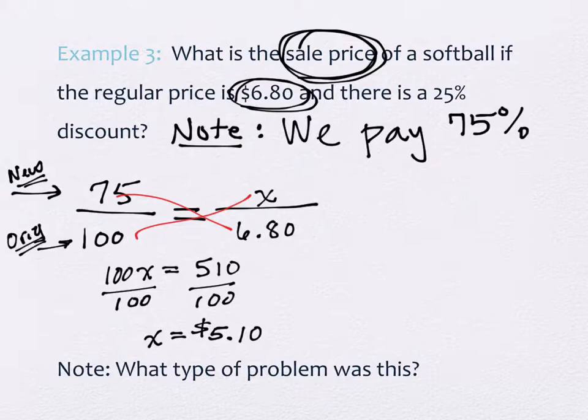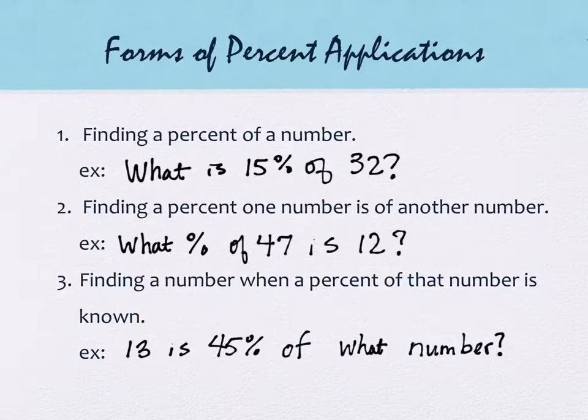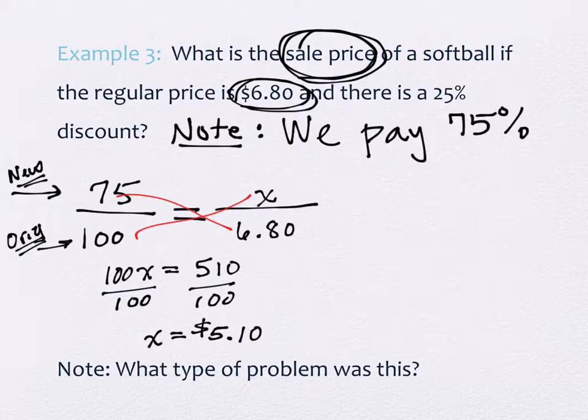Look back at our 3 types of problems. They're right above example 3 in your notes. Which of these 3 types is it? 1, 2, or 3? It's number 1. This is a problem of type number 1. We're finding the percent of a number. What is 75% of $6.80?